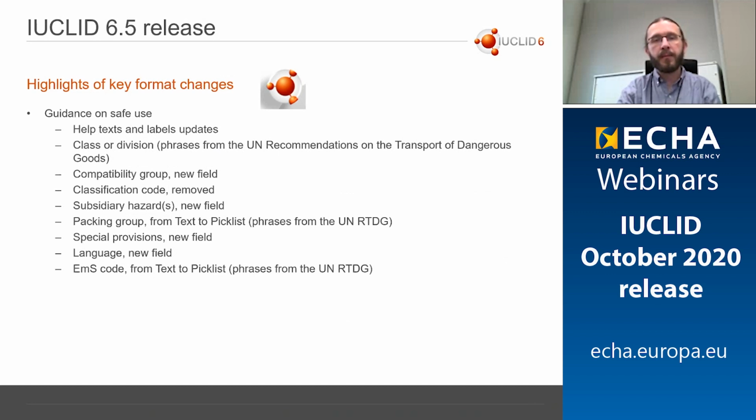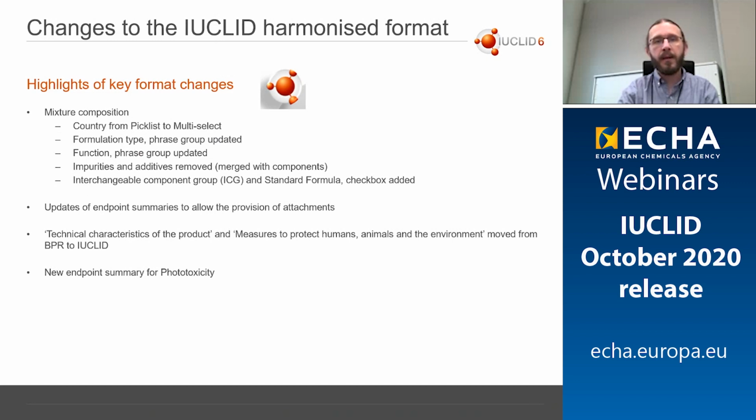Continuing with the changes made at the Euclid format level, I would like to mention the changes made on the guidance on safe use. This document has been more structured, mainly taking into account the phrases and the pick list recommended by the guide on the UN recommendations on the transport of dangerous goods. We have also slightly updated the mixture composition.